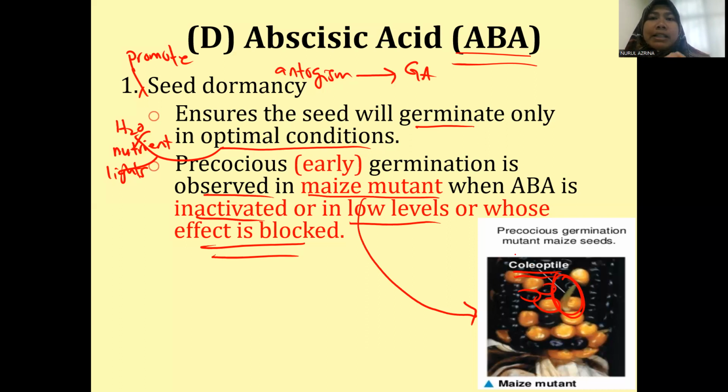Why is this particular seed germinating? Because it is a mutant, or we can say it is not affected by ABA, or the effect of ABA is blocked. That's why precocious germination can be seen in maize mutants when the ABA level is low, or the effect of ABA is blocked in that particular seed. Okay, right.